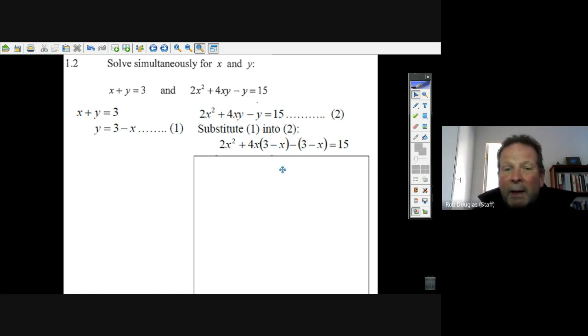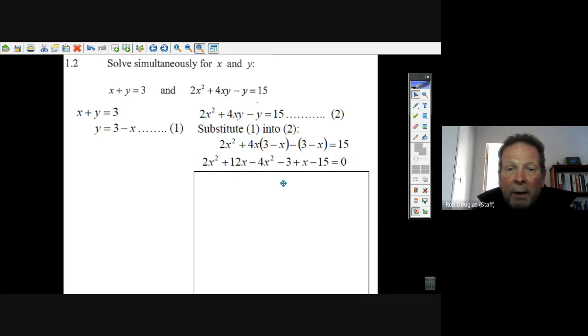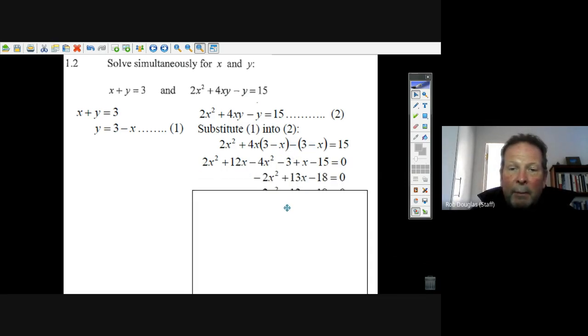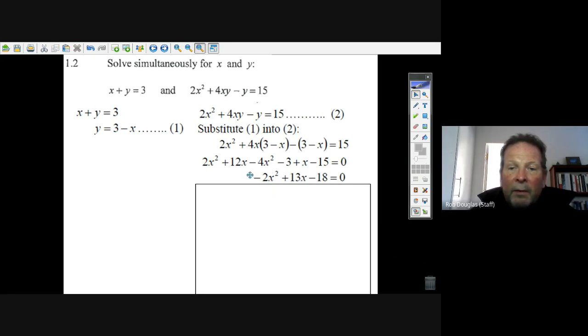Now we just have to be careful working it out. We've got to go 4x times minus x. That's minus 4x squared. 4x times 3, that's 12x. Minus 3, but minus x is plus x. Then we put the x squareds together. We get minus 2x squared. We get 13x. And we get minus 3 minus 15 is minus 18.